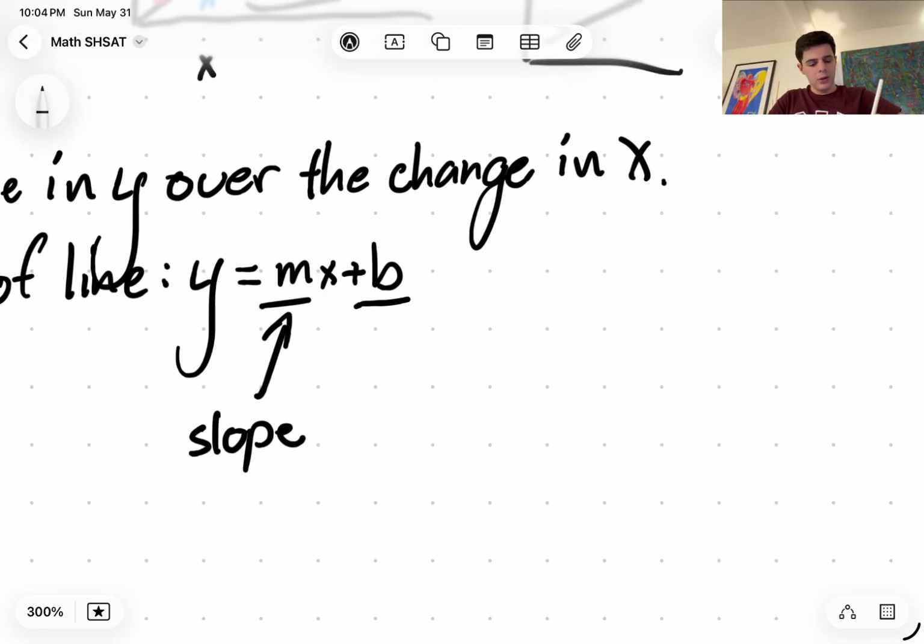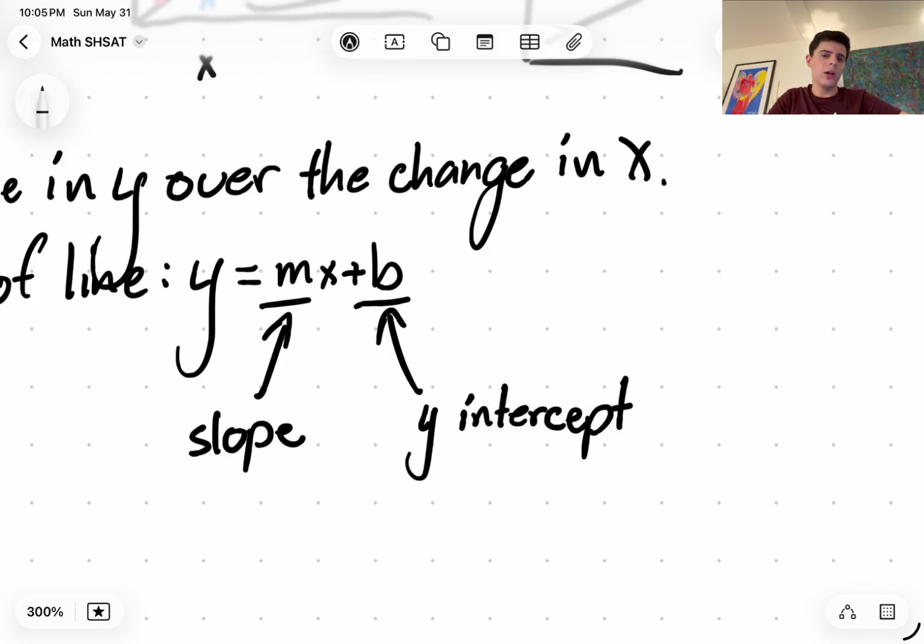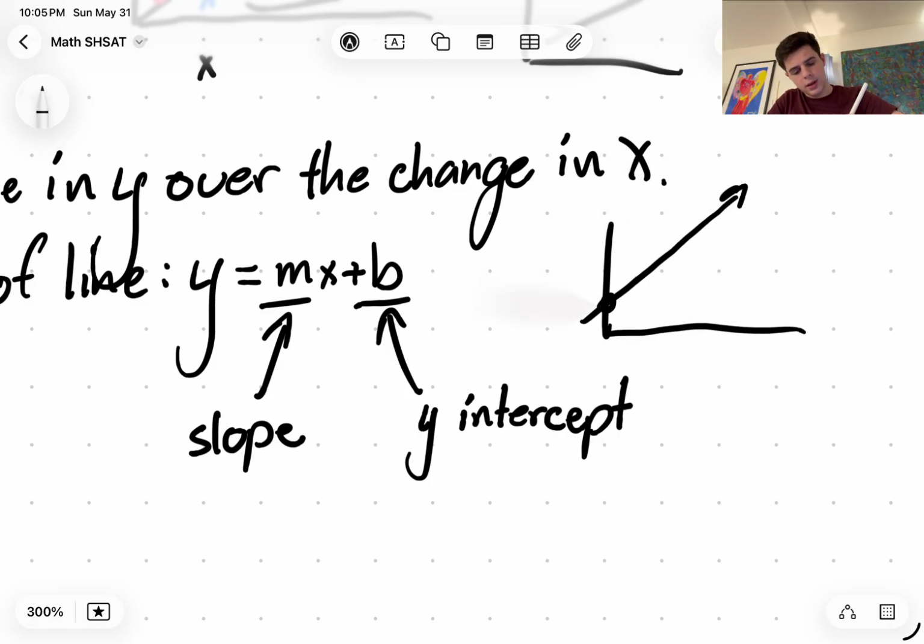Okay, and now we have the b value, and that's going to be our y-intercept. And basically what this means is it tells us where this line intersects the y-axis. So if I have a graph and I have a line, then it'll intersect right here. And the way we find this is basically we plug in 0 for x. So then we get y equals b, right? That basically tells us when x is 0, because x is 0 on the y-axis, what is y? And that is our initial value for our equation.